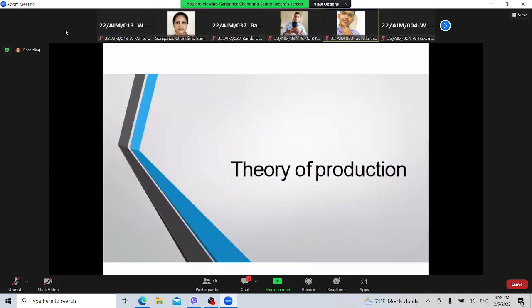Theory of production. Okay, so today we learned basically the main principles. What are the main principles we discussed? Opportunity cost principle and diminishing marginal utility. With the opportunity cost principle, we explained what the foregone cost is, based on which economists take decisions. Then diminishing marginal utility: when we add one unit, our utility gradually decreases. Even though our total utility is increasing, our marginal utility, the satisfaction gained by adding one unit, is decreasing. That is the diminishing marginal utility principle.